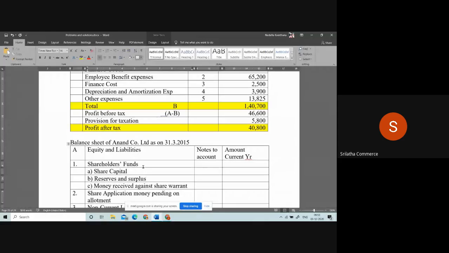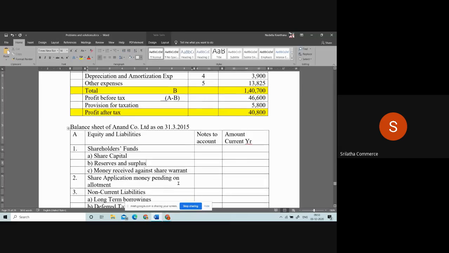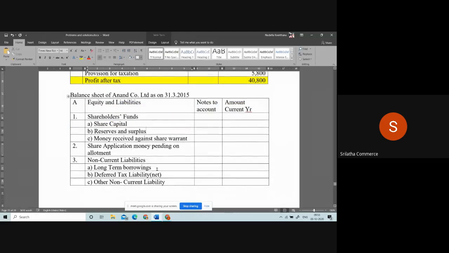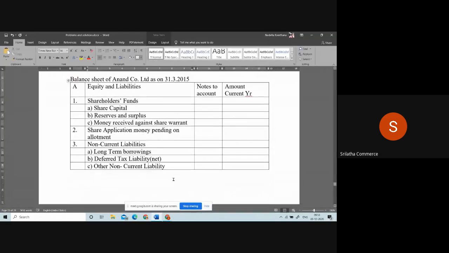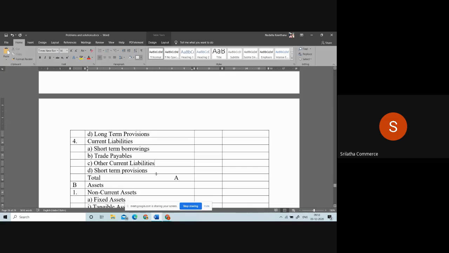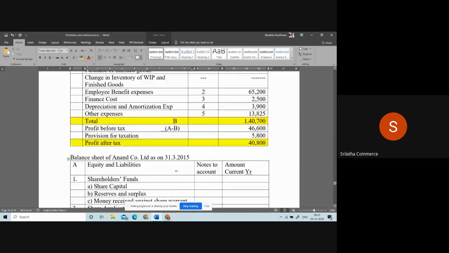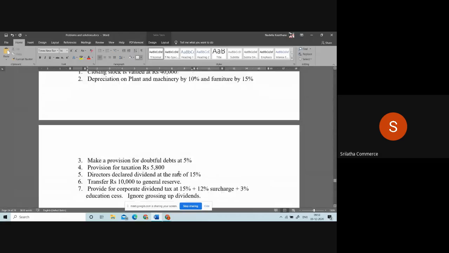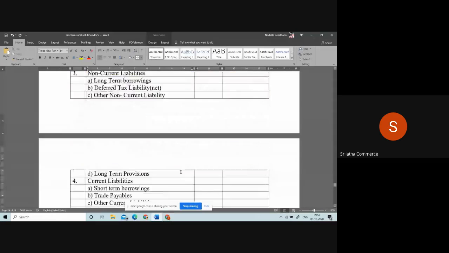So notes to account, we completed up to 5. Now in shareholders' funds, share capital, we have to prepare. Reserves and surplus, we have to prepare. Then under non-current liabilities, long-term borrowings, we have to prepare. Long-term provisions are not there. Then under current liabilities, short-term borrowings. Are we having bank overdraft? Yes, ma'am. Okay, short-term borrowings, trade payables, other current liabilities, short-term provisions. Other current liabilities, are we having any expenses given? No, so not necessary. So these are the accounts you have to prepare.